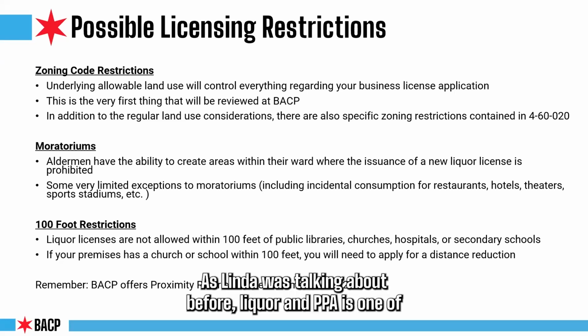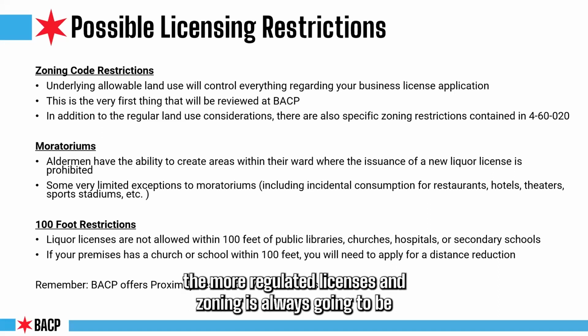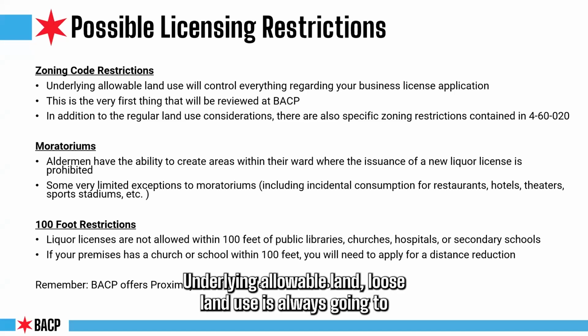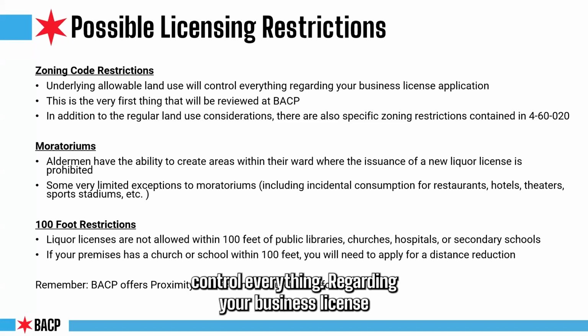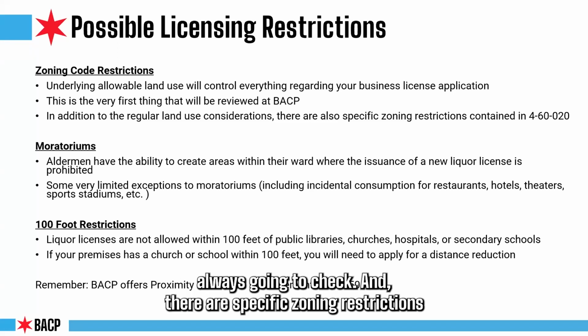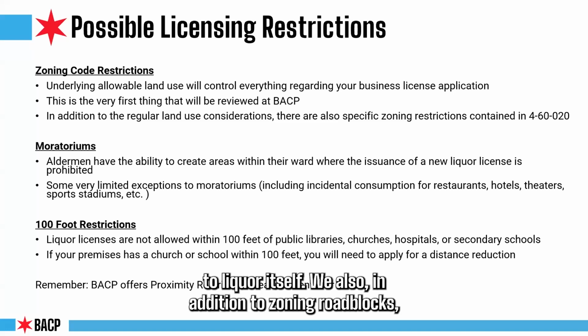As Linda was talking about before, liquor and PPA is one of the more regulated licenses, and zoning is always going to be your very first step. Underlying allowable land use is always going to control everything regarding your business license application. As Linda mentioned, it's the very first thing we're always going to check. And there are specific zoning restrictions to liquor itself.